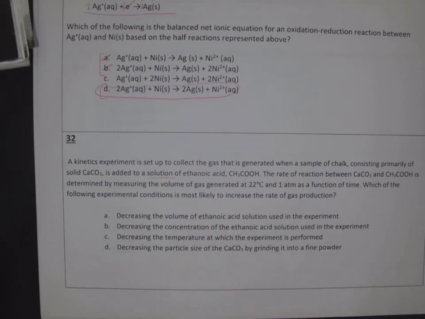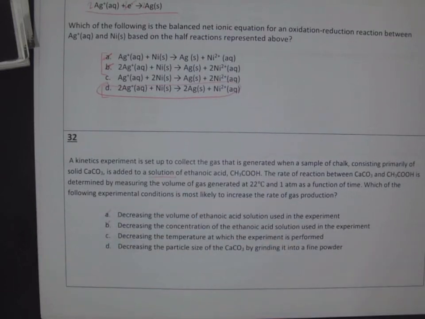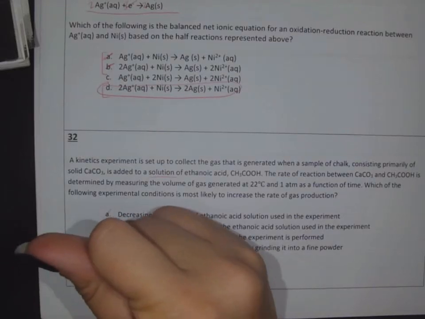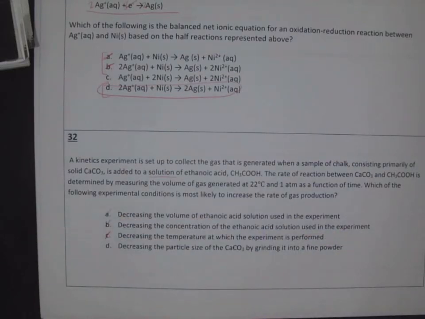B, decrease the concentration of the ethanoic acid. If I decrease it, then that would make the rate go slower, not faster. And we want to increase the rate. So it's not going to be that one. Decrease the temperature. That would make it go slower too. The lower the temperature, the slower the reaction. The higher the temperature, the faster the reaction. So by process of elimination, we have D, but this also makes sense.